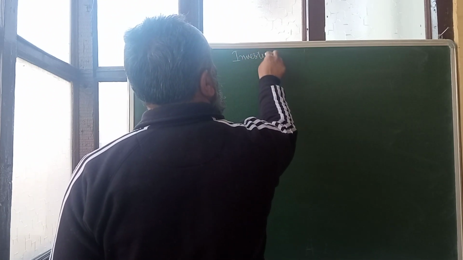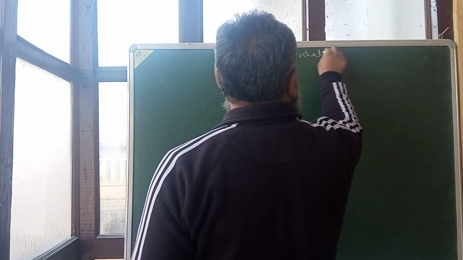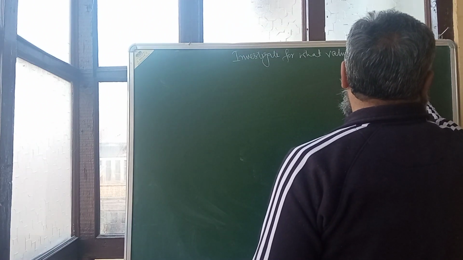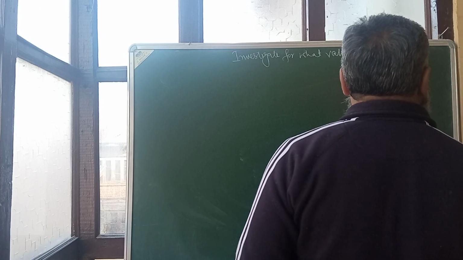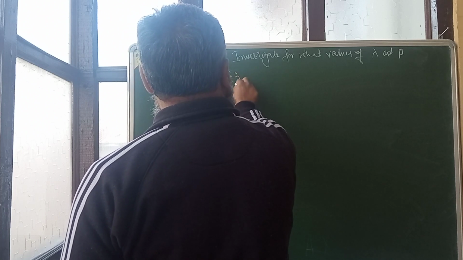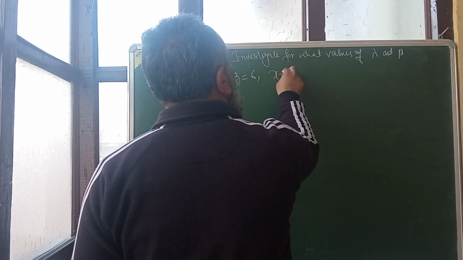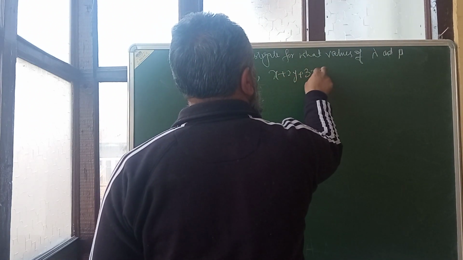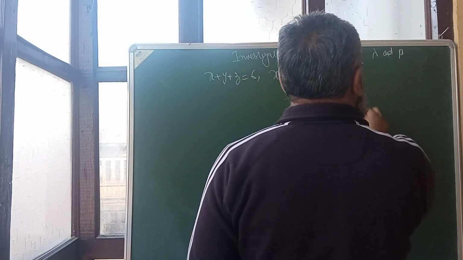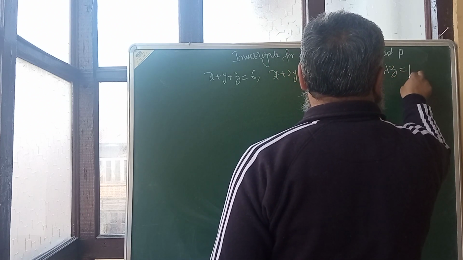Investigate for what values of lambda and mu the system of equations x plus y plus z equals 6, x plus 2y plus 3z equal 10, and x plus 2y plus lambda z equal to mu.